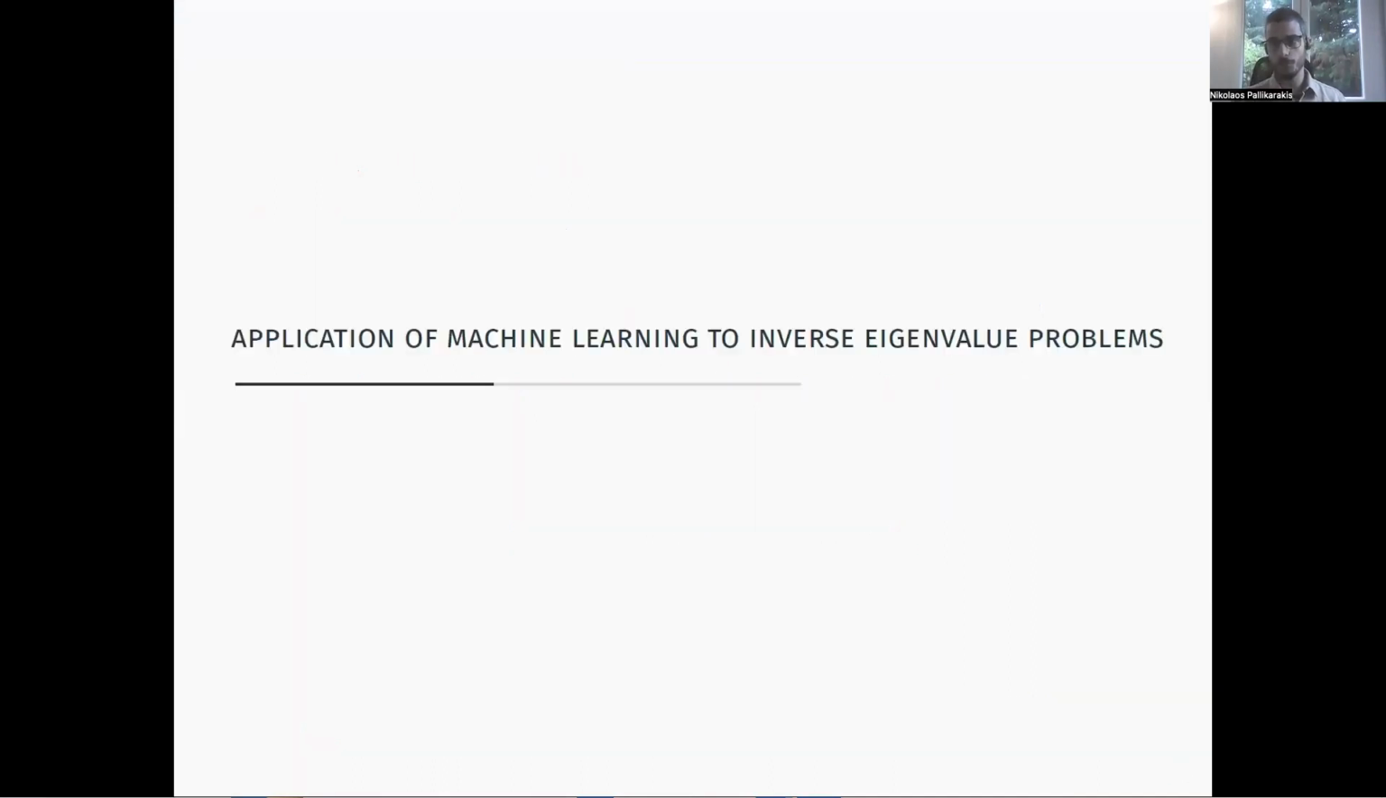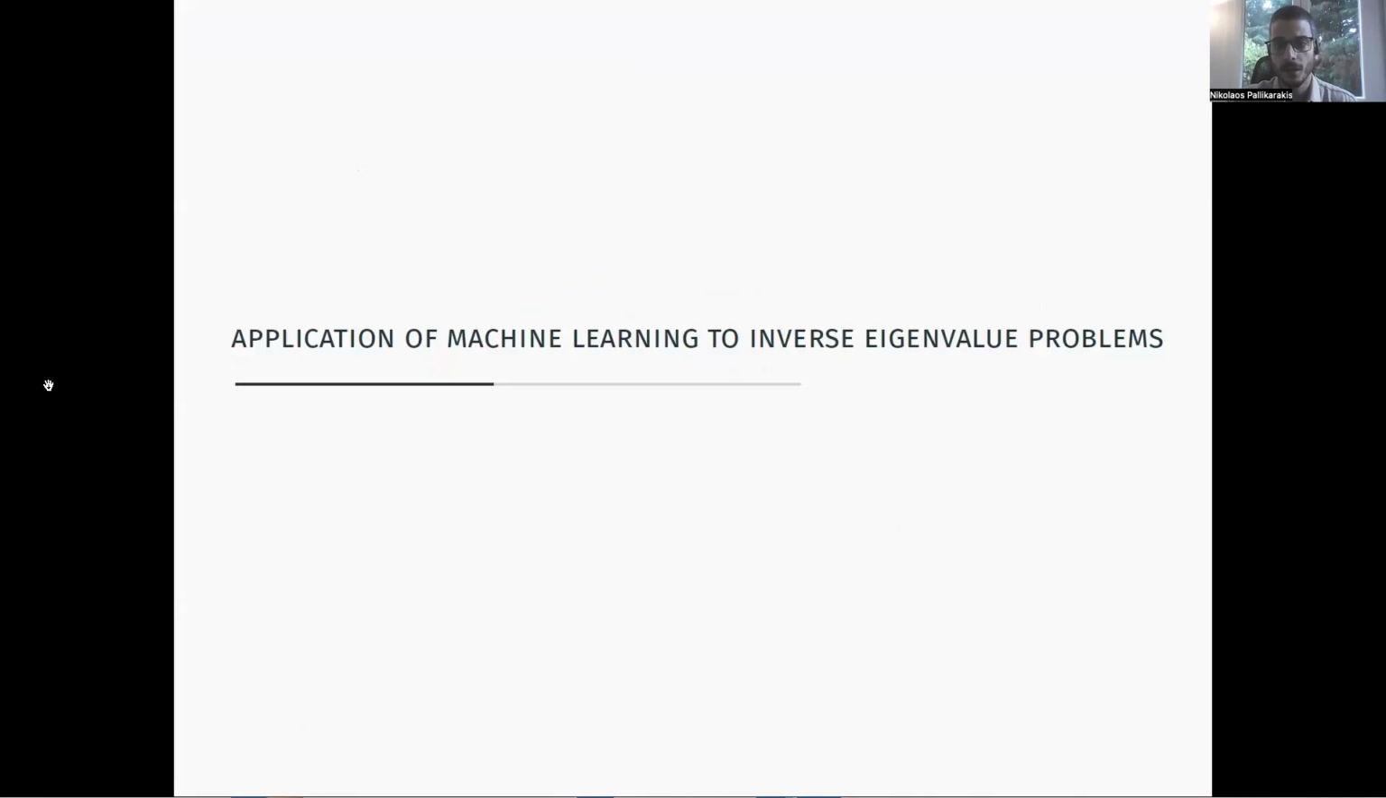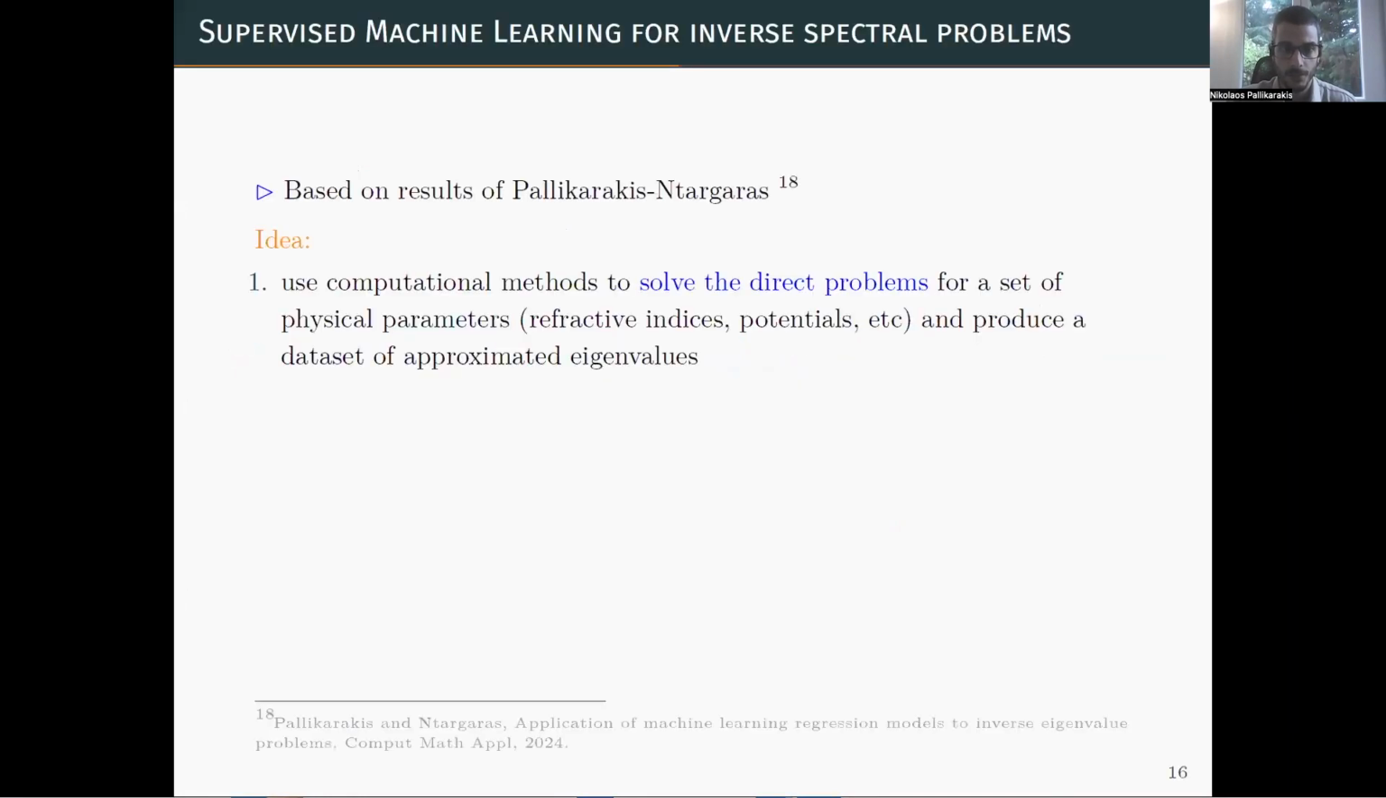So to this point, we have our model to solve the direct problems, both for transmission and Sturm-Liouville. And let's see how we are going to use this data to study the inverse eigenvalue problem with machine learning. The following is based on a very recently published paper by me and Andreas Dargaras. It was published in Computers and Mathematics with Applications in January.